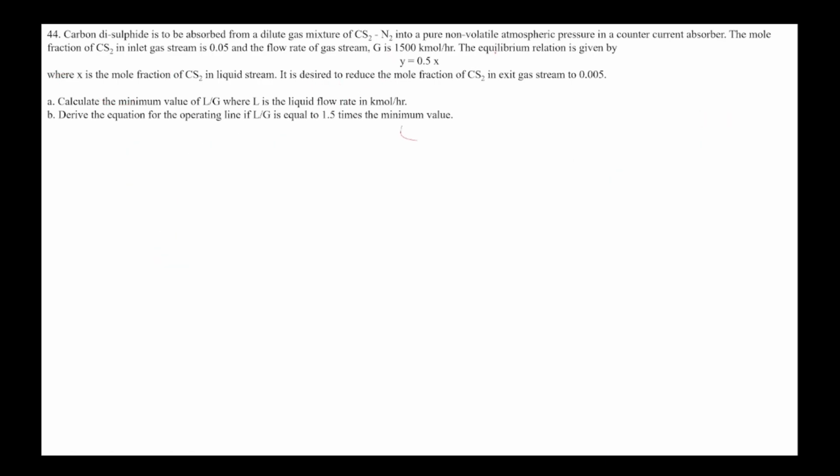So the equilibrium relationship is given by this. x is the mole fraction, x is in the liquid and y is in the gas phase, that is for sure. Calculate the minimum value of L by G, where L is the liquid flow rate in kilomole per hour. So we will apply mass balance: G (y1 minus y2) is equal to L (x1 minus x2).